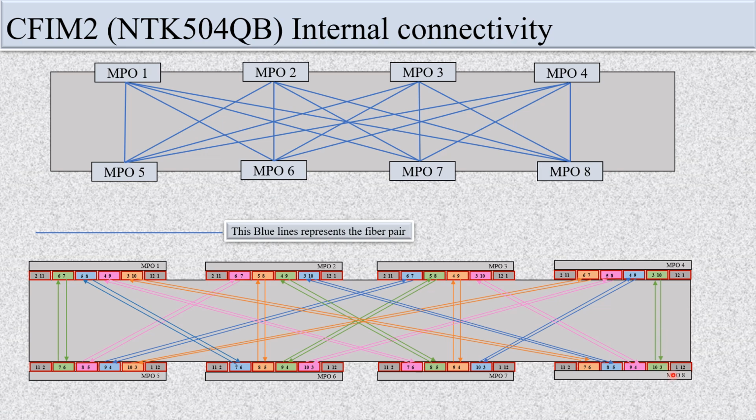Now you can see whatever signal is coming on MPO port 2 can travel to MPO port 5, 6, 7, 8. Whatever signal is coming to MPO port 3 can go to port number 5, 6, 7, 8. Whatever signal is coming from port 4 can travel to MPO port number 5, 6, 7, 8. So whatever equipment or fiber is connected to whichever MPO port is connected to MPO 5, the signal will go through that device. So this is the internal connectivity of CFIM2.